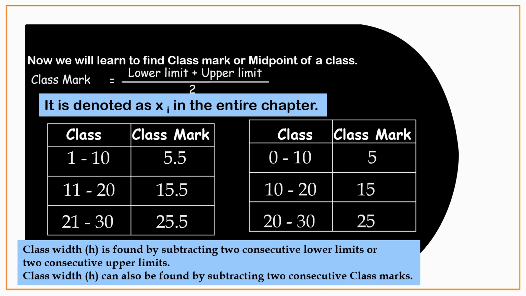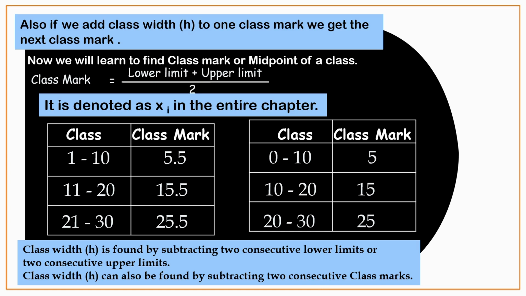So if you take a look at the discontinuous class set, 15.5 minus 5.5, that is also 10. So whenever we subtract the class lower limits, we also get 10 over here. If we take a look at the continuous set, then 15 minus 5, that is also 10. So in this case, the class width is 10.